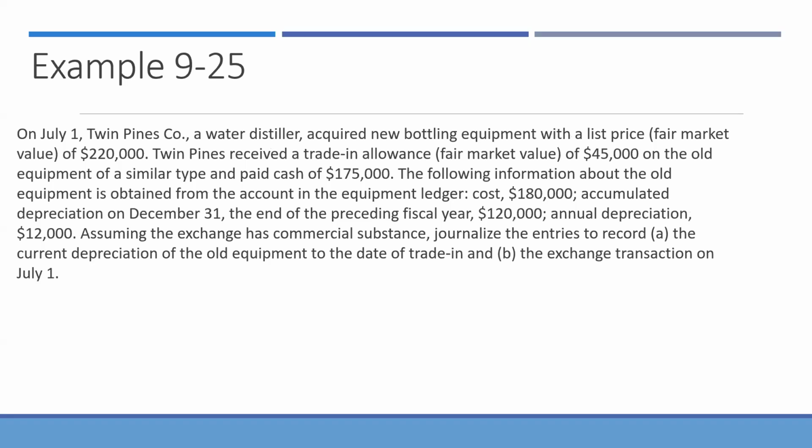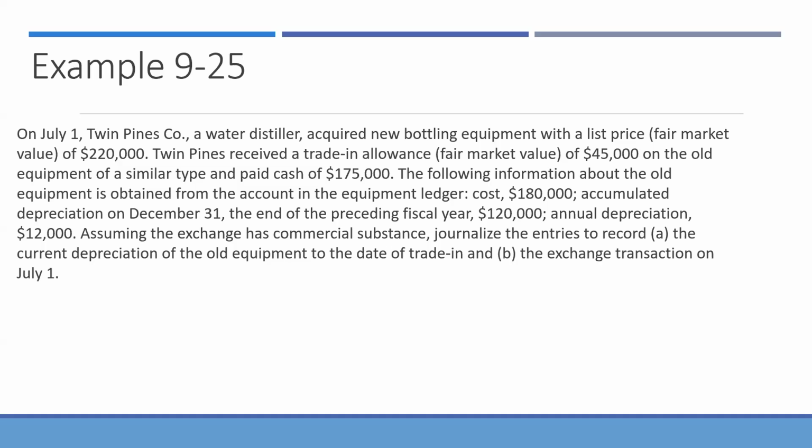Twin Pines Company, a water distiller, acquired a new bottling equipment machine with a list price of $220,000. They received a trade-in allowance of $45,000 and paid cash of $175,000. The old equipment was obtained at a cost of $180,000. Accumulated depreciation at the end of the previous year was $120,000. And then annual depreciation was recorded at $12,000 each year.